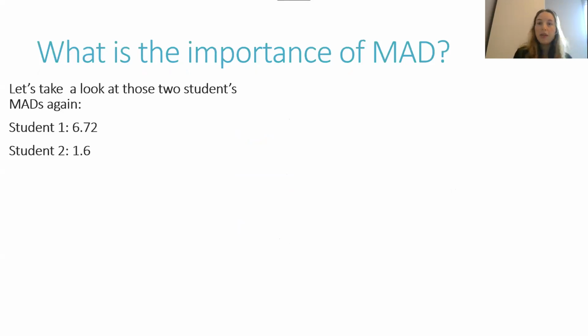Okay, so now that you know how to calculate MAD, we're going to talk about why it matters. Why is this a measure that's really important in statistics, and how can we use it? Let's take a look at those two students' MADs again. Remember, student 1 had a MAD of 6 and 72/100ths, and student 2 had a MAD of 1 and 6/10ths.